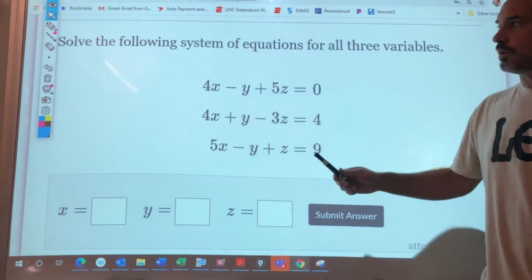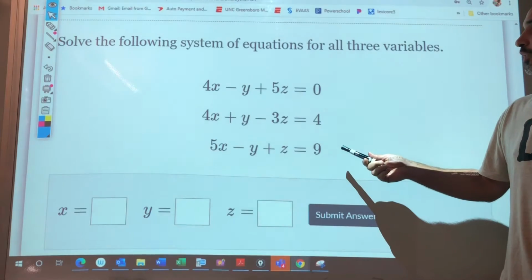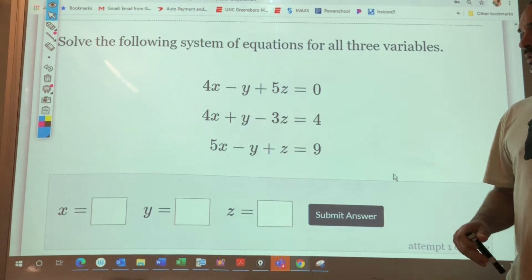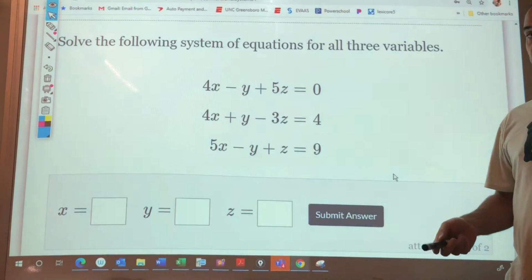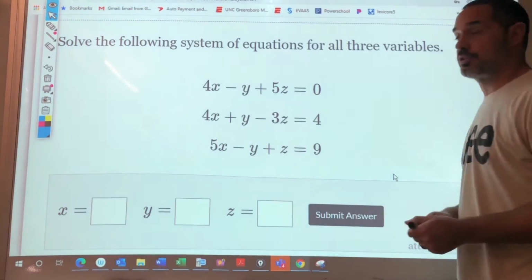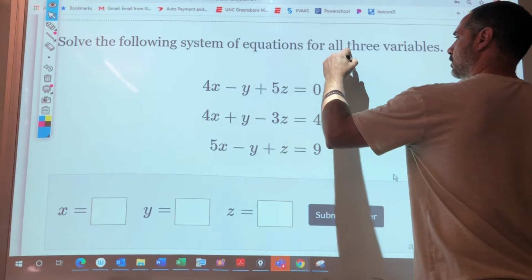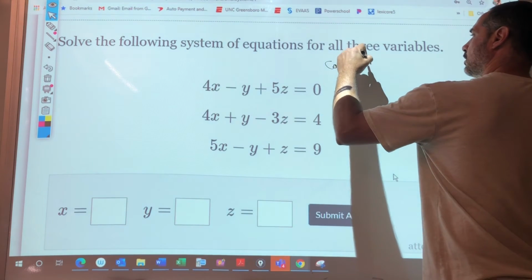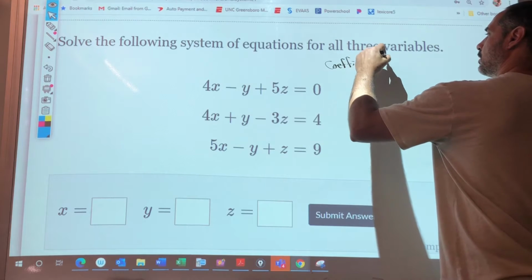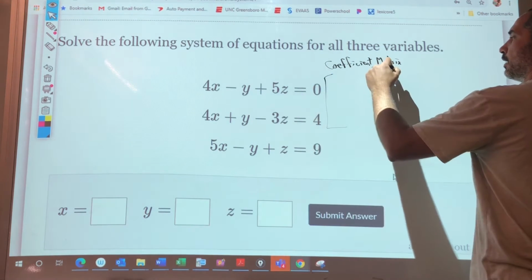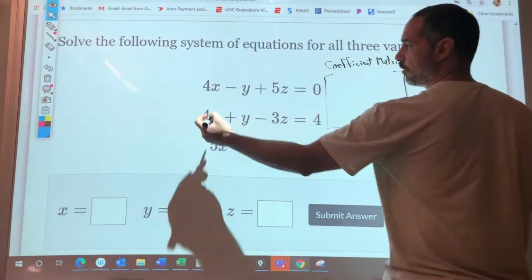All right, so we're gonna solve a system of equations in 3 variables using inverse matrices. In order to do that, the first thing we need to do is create 3 matrices. The first matrix is called the coefficient matrix, and it's created by using the coefficients of the variables.